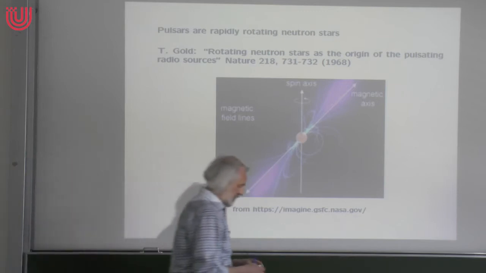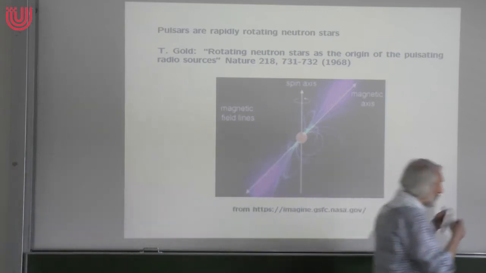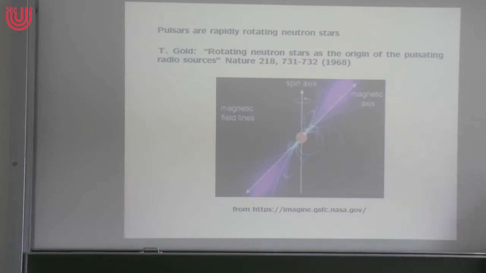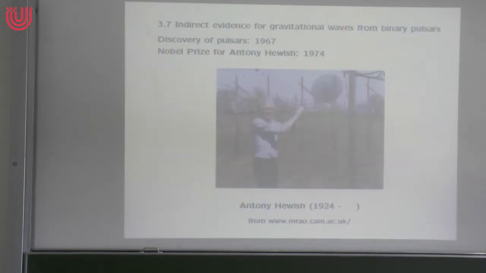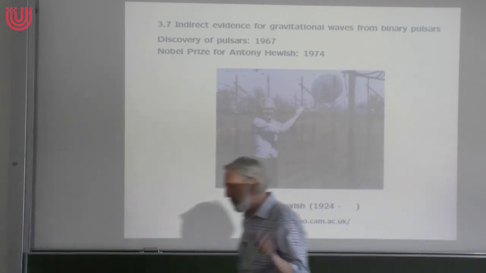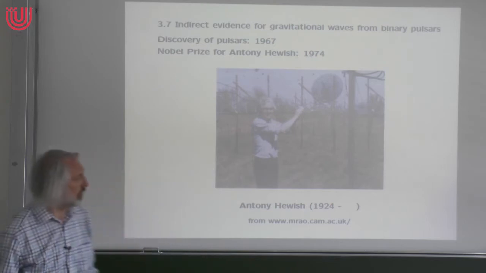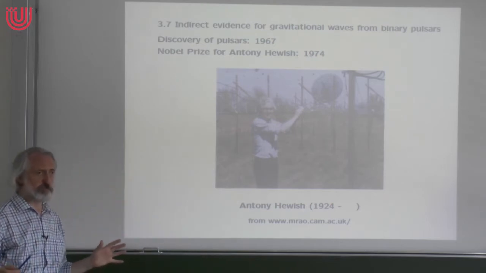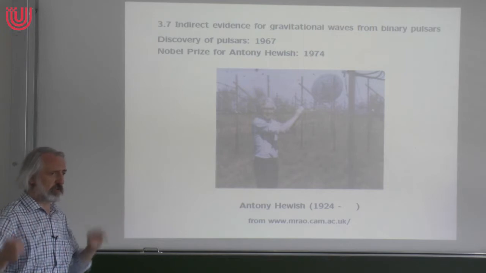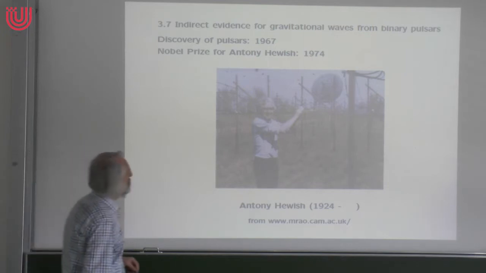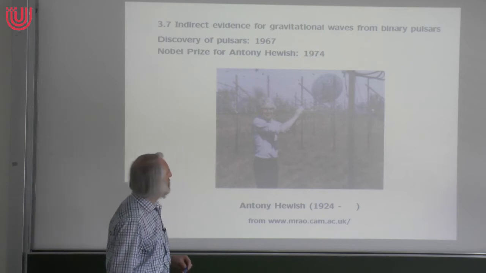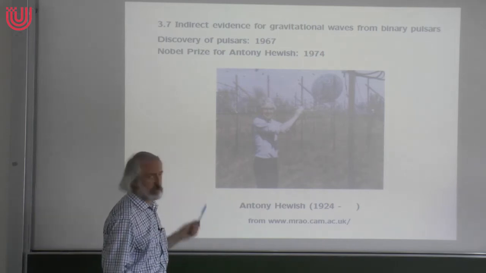So I said there was a Nobel Prize awarded for this discovery, and it was awarded to Hewish alone. Hewish got it together with Martin Ryle, but Martin Ryle got it for some other things. He was the inventor of aperture synthesis, this idea of linking radio telescopes together to get a high resolution. So the only person who was awarded the Nobel Prize for pulsars was Anthony Hewish.